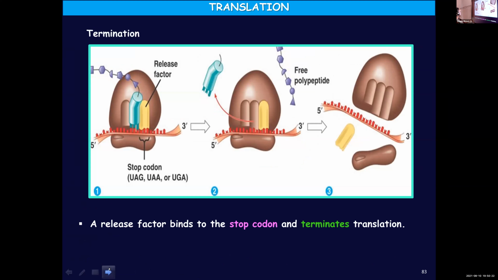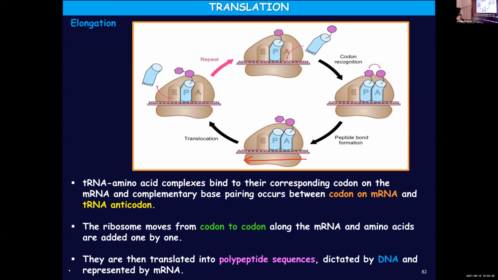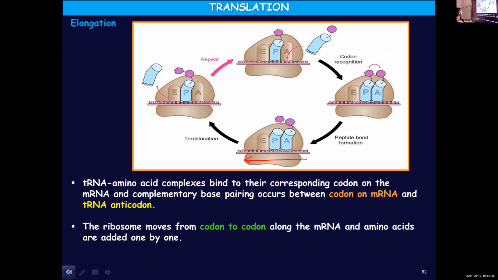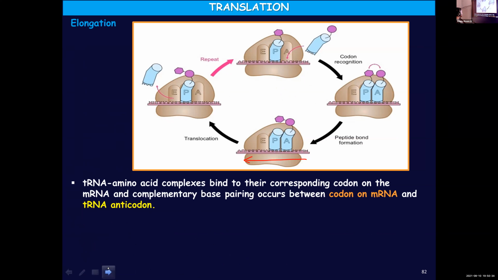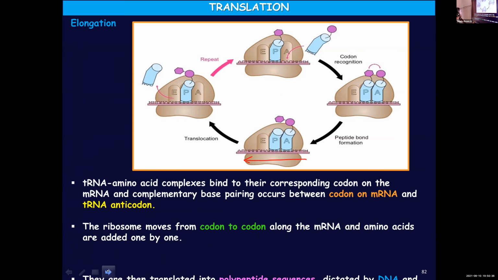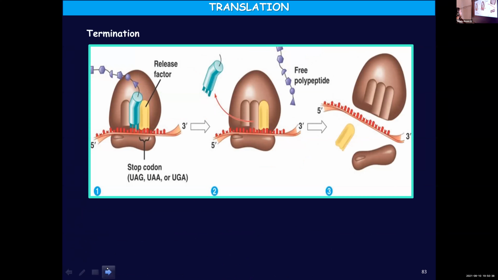And next is termination. So elongation, you might have understood. What we were discussing was about elongation. In initiation, we learn how the process starts, and in elongation, how the polypeptide chain is getting elongated. And then the final step is termination.